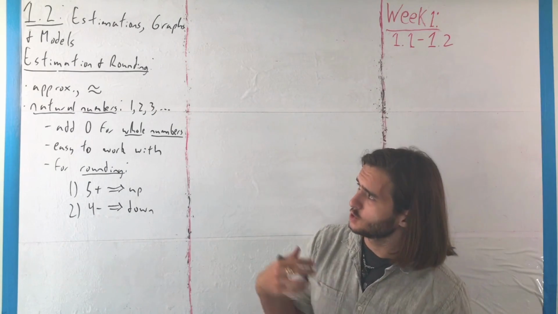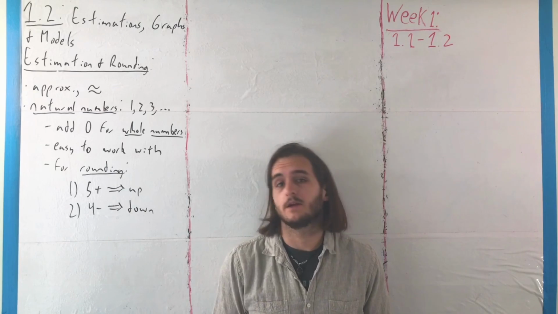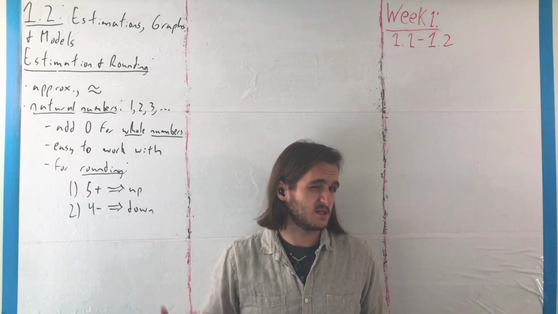As I said, we're moving here in section 1.2 into a much more concrete place than where we were in 1.1. We're talking about estimates and rounding.